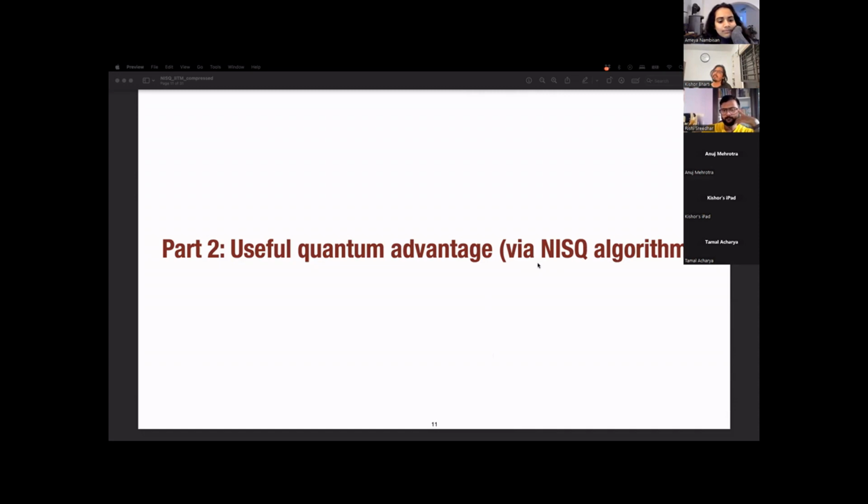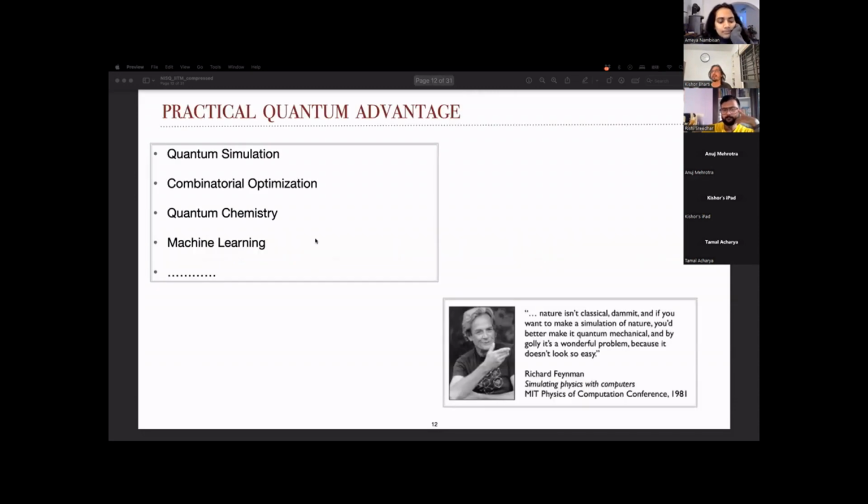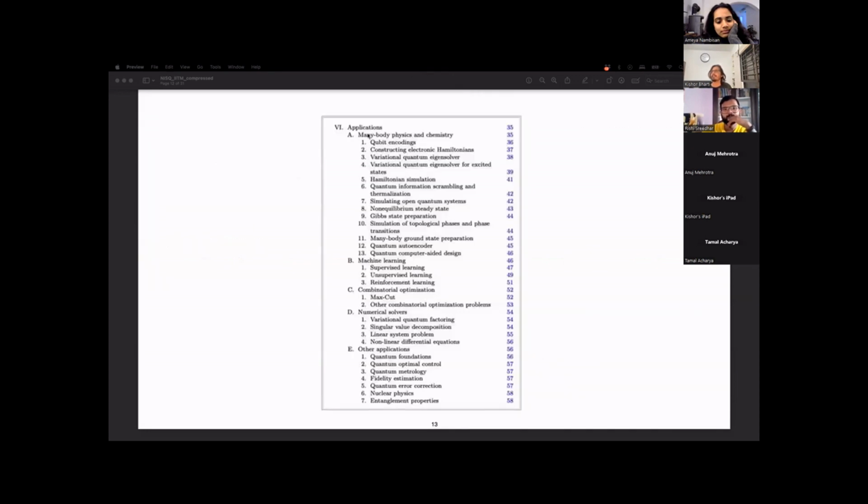And that's where many NISQ algorithms have been proposed. They are in problems in simulation, optimization, quantum chemistry, machine learning. Simulation being quite famous because we all know this famous quote by Feynman, which says that nature is quantum mechanical, so why not use a quantum computer to simulate it? And many applications have been proposed. I just put a small screenshot from that paper, and you can see there are many new papers being written.